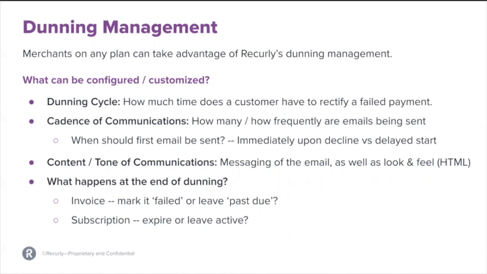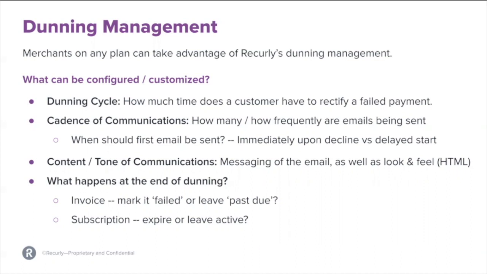At Recurly, we understand the importance of sending the right message at the right time to the right customer. As such, we support multiple variations of our dunning emails, which can be configured to convey an increasing urgency as the invoice continues through the dunning cycle. Finally, for each dunning cycle, you have the option to configure the behavior of the invoice and the subscription if the customer does not successfully pay by the end of the cycle.